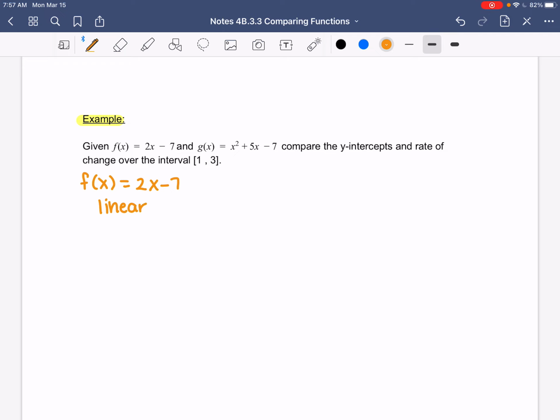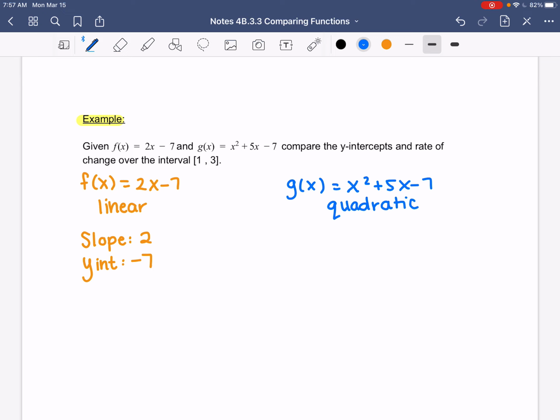We can identify the rate of change. Rate of change for a line is just the slope, because it has the same rate of change across the whole thing. So the slope here is 2, and my y-intercept is -7. So there's no real solving or anything for that one. My second equation is g of x, and it is x squared plus 5x minus 7. This is a quadratic equation.